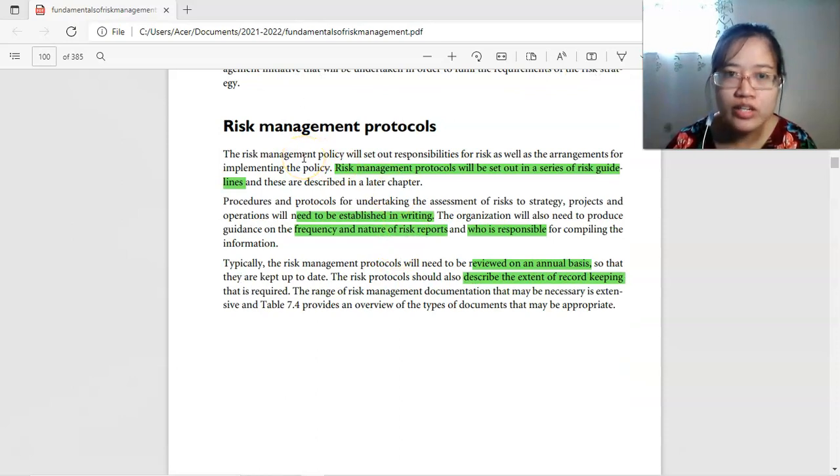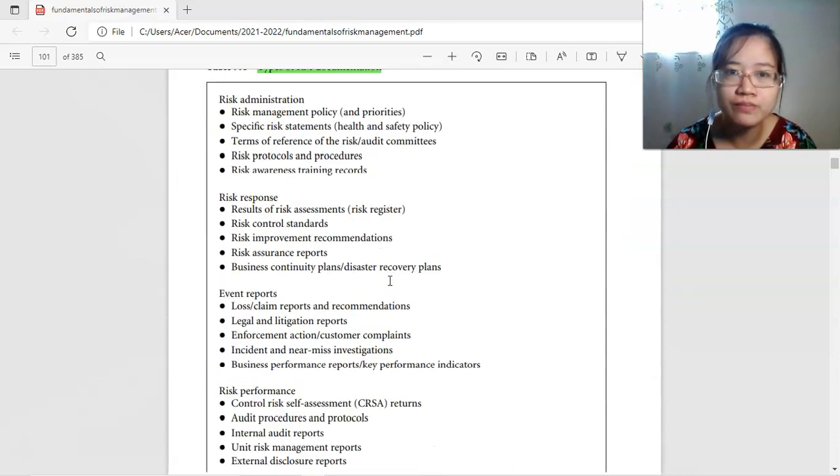Tapos yung last, risk management protocols. Again, RASP. Ito na, RASP. Risk architecture, strategy, protocols. Okay? Last itong protocols, set out in a series of risk guidelines, okay, manuals, ganyan, policy, essentially. Need to be established in writing. Nakalagay din doon yung frequency and nature of risk reports and who is responsible. Okay? Tapos, nire-review siya on an annual basis. And, nakalagay din doon yung extent of record keeping na nare-require. Okay?